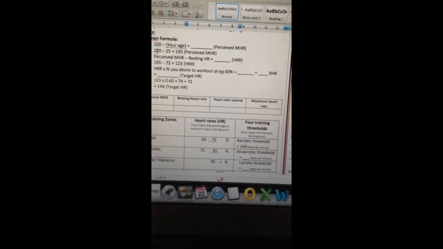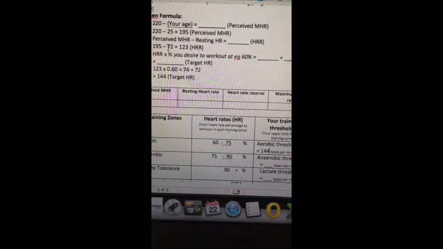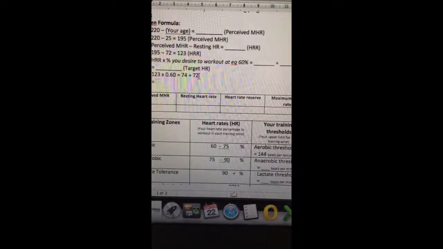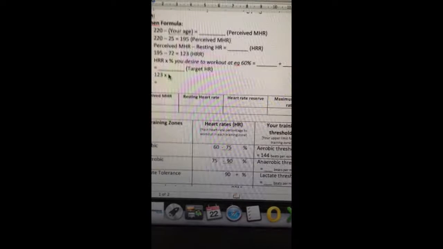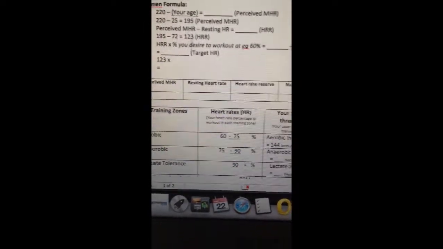What I'm going to do now is go back and delete all of this. You know what? I can keep this because that is my age. My age is never going to change in the next year. My resting heart rate isn't going to change. All I need to change up here, get rid of that because it's going to be different, and get rid of this. Okay, so my heart rate reserve is always going to be 123.